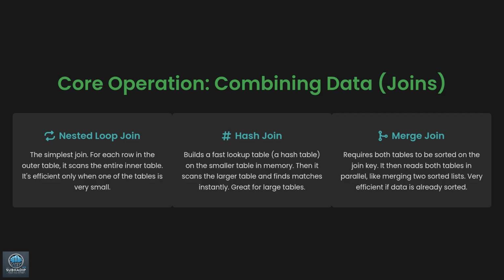The database has several strategies. A nested loop join is simple but often slow. A hash join is generally the workhorse for large datasets, building an in-memory hash table for fast lookups. And a merge join is highly efficient when both tables are already sorted on the join key.